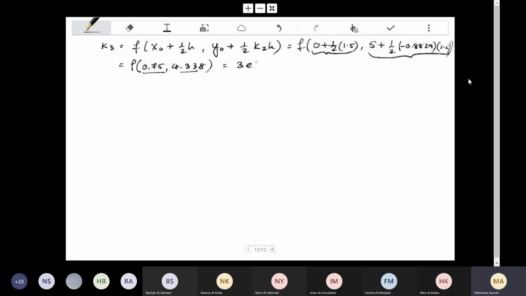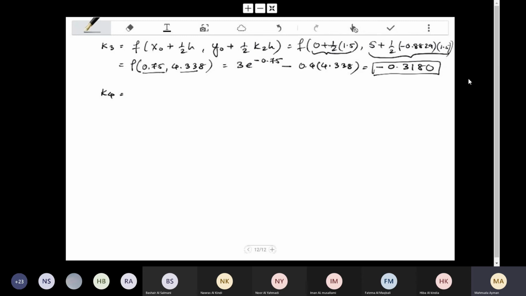And now if you replace these two values as x and y in the function, you will get 3e to the power minus x, which is 0.75, minus 0.4 times y, which is 4.338, and that will give us the value minus 0.3180. That's the value for K3. Now, we have to calculate the value for K4. It's a bit lengthy, right?